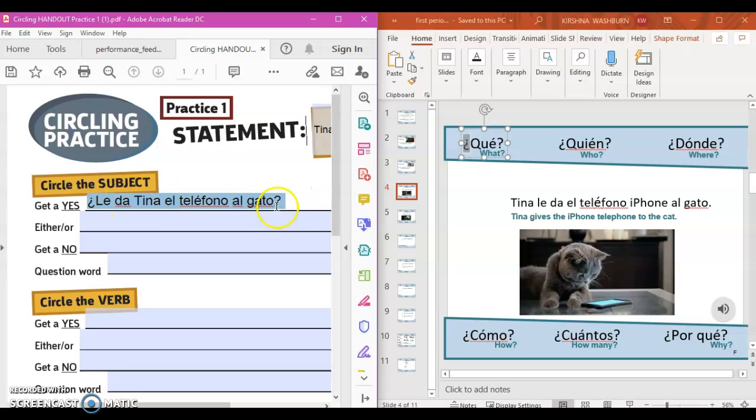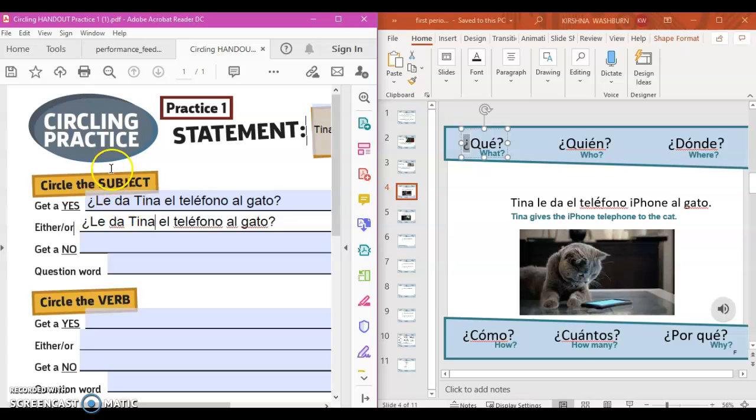Now this question here is going to be our guide question, okay? So we are going to make some changes to this question to ask more questions. So the next one says either or. We're going to take this question that we wrote. We have our verb first, gives Tina the telephone to the cat. We want to have an or in here.